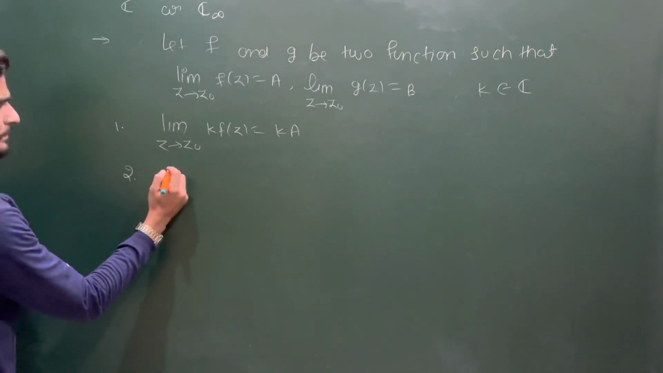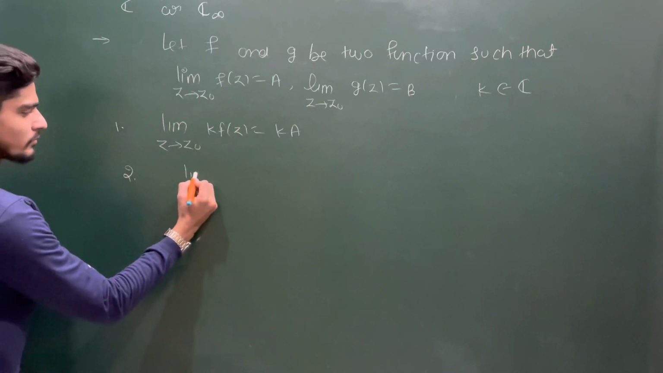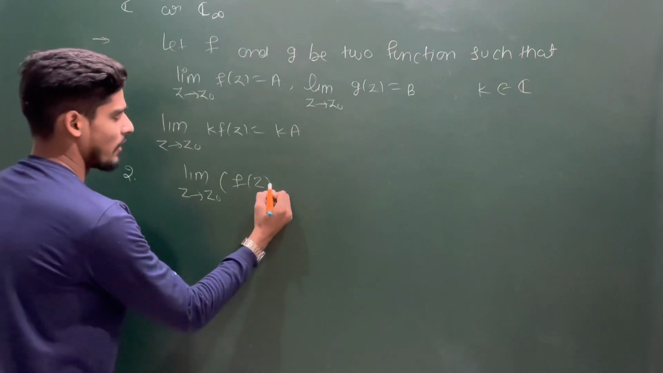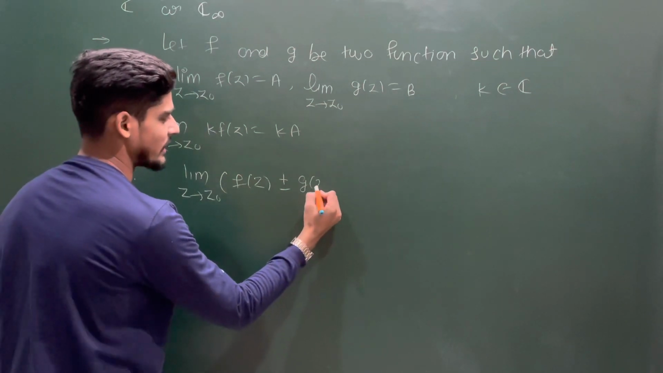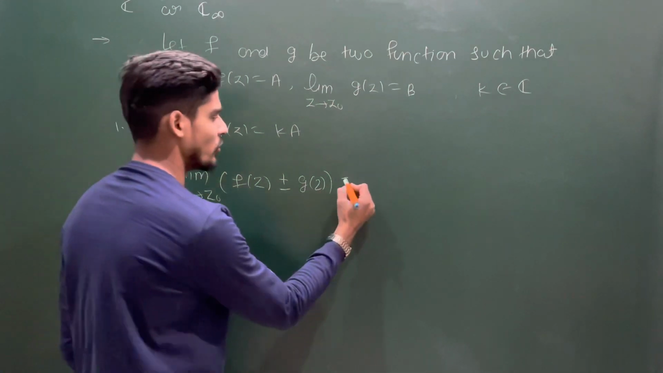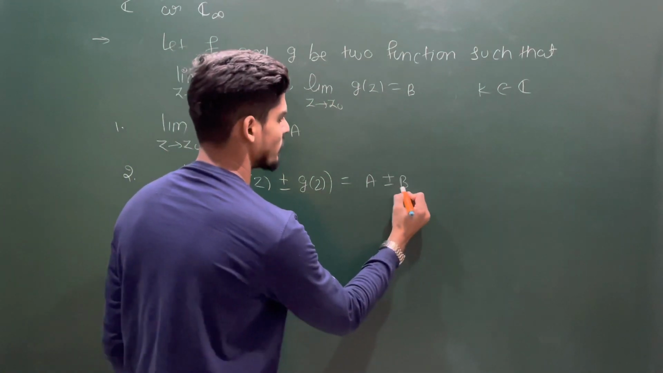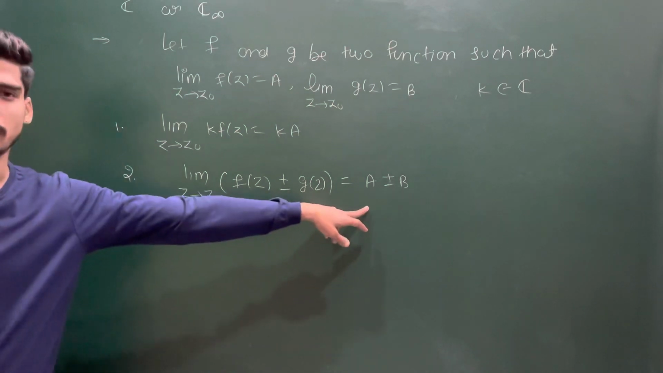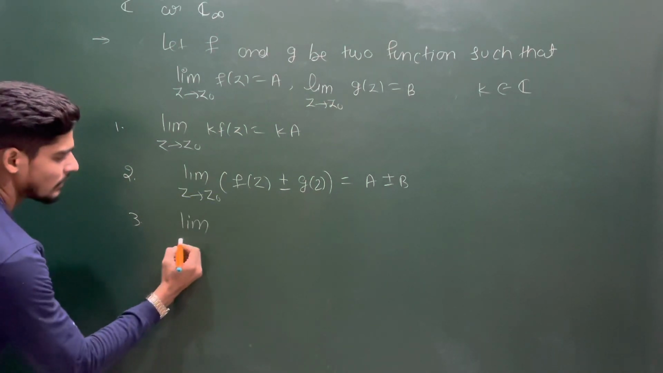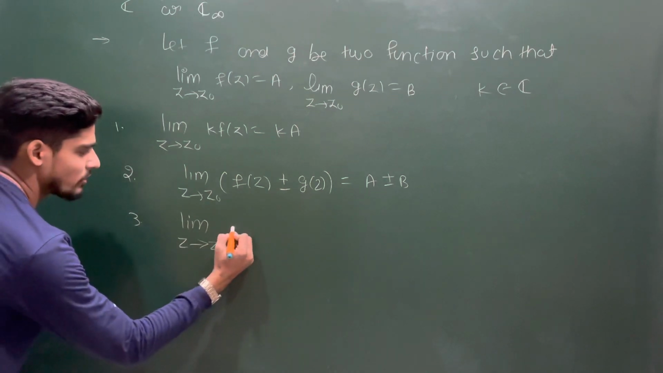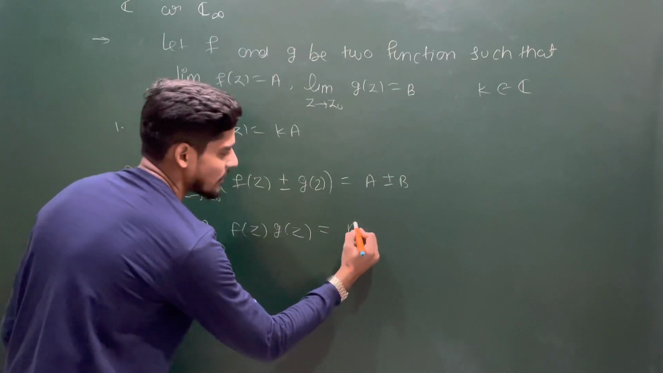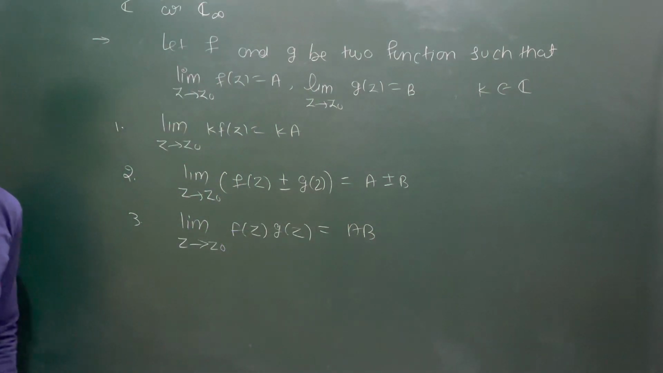Property number 2: limit as z approaches z naught of f(z) plus or minus g(z), that means either f(z) plus g(z) or f(z) minus g(z), will give you a plus or minus b. So the sign will be preserved on both sides. Property number 3: limit as z approaches z naught of f(z) g(z) is equal to a times b.